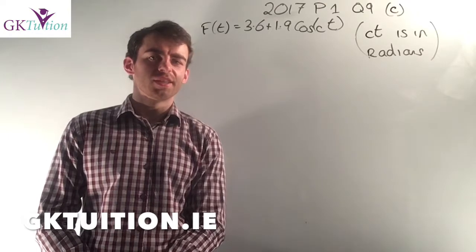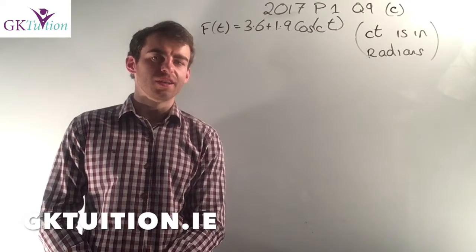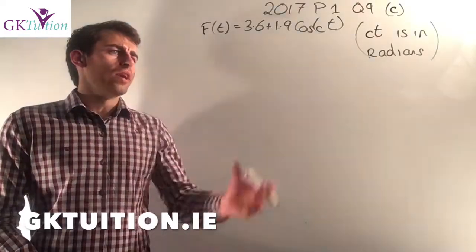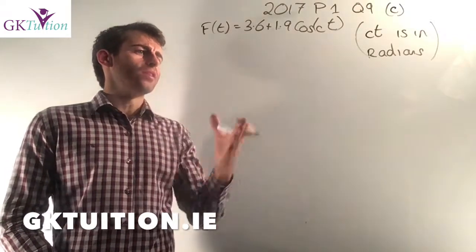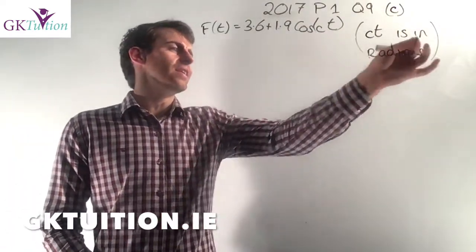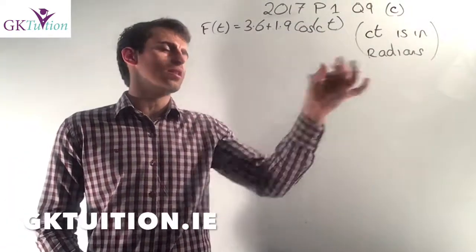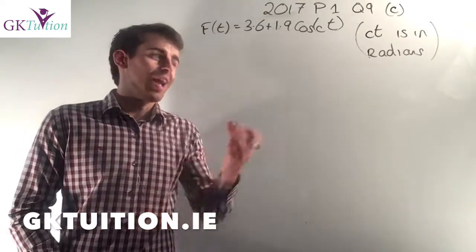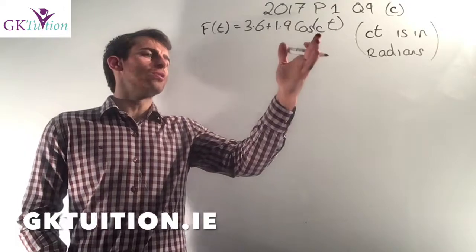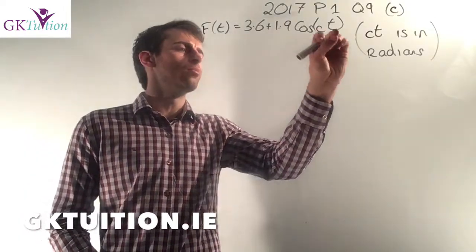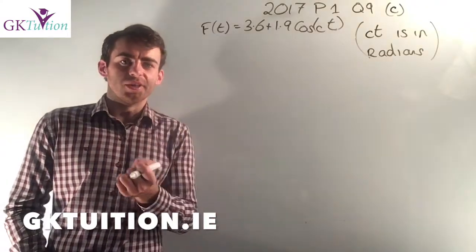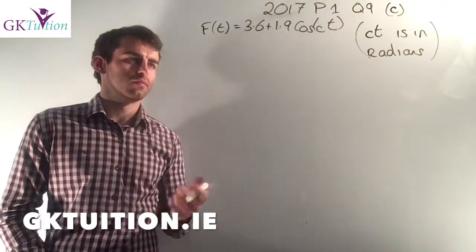Part C of this question says to show that C is equal to 0.5 correct to 1 decimal place. So I know my function f of t is 3.6 plus 1.9 times the cos of ct, and ct is in radians. In the start of the question it told me ct is in radians. That hasn't been relevant up until this point. Now you should know that the coefficient, or the number in front of my variable in the brackets here, has something to do with the period of my function.